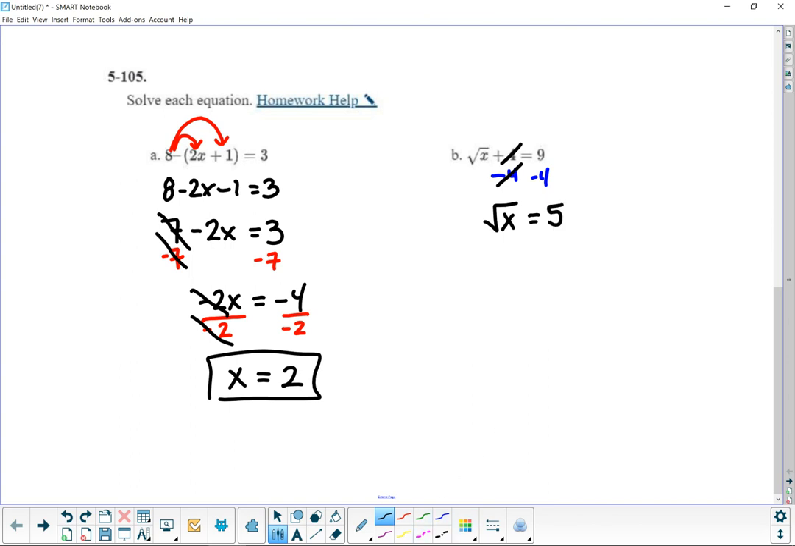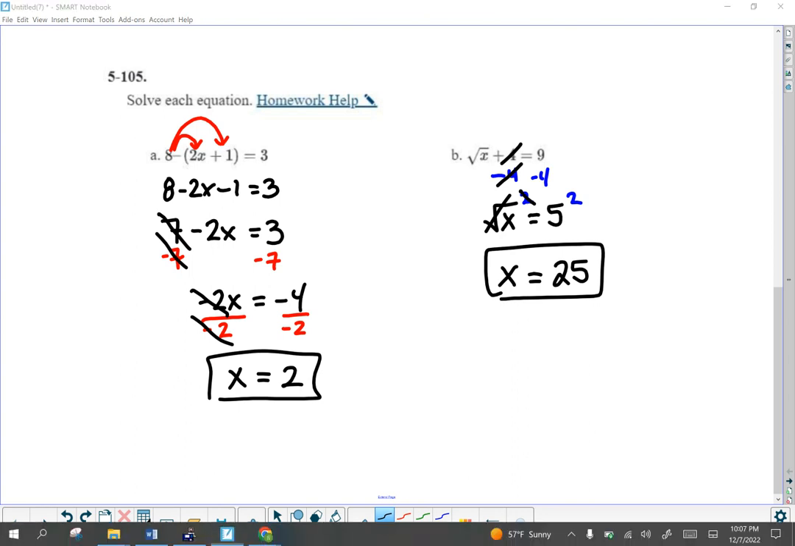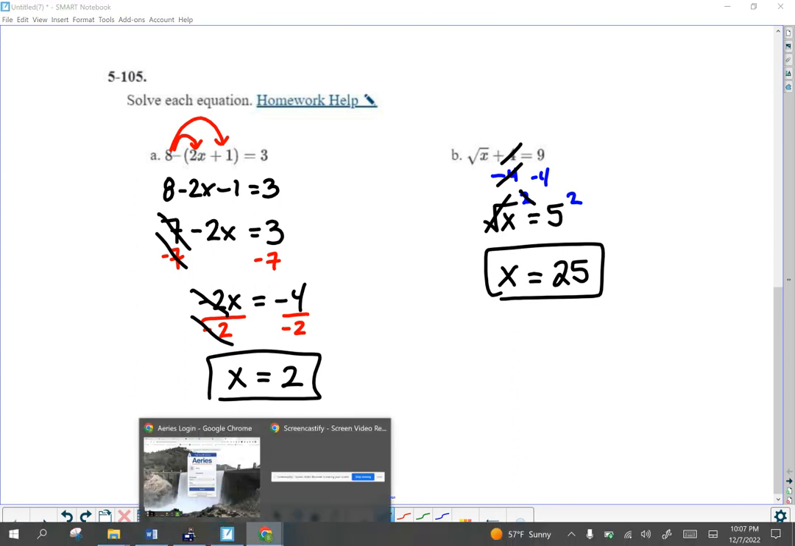Now some of you may not know this, but the inverse operation of square rooting is squaring. So if I square that side, I have to square this side. The square and the square root cancel out, and then I just have a simple x left over. My answer is going to be 5 squared, which is 25. All right, that was a quick homework assignment. That's the last of it, guys.